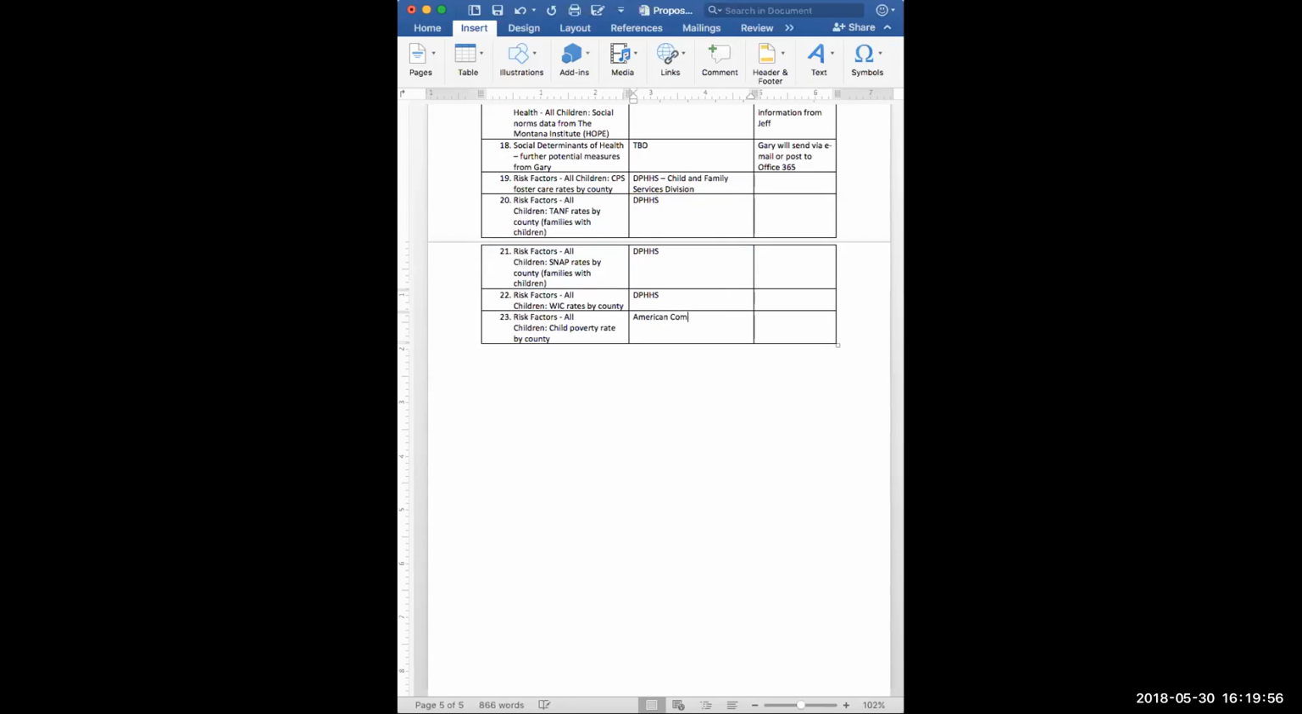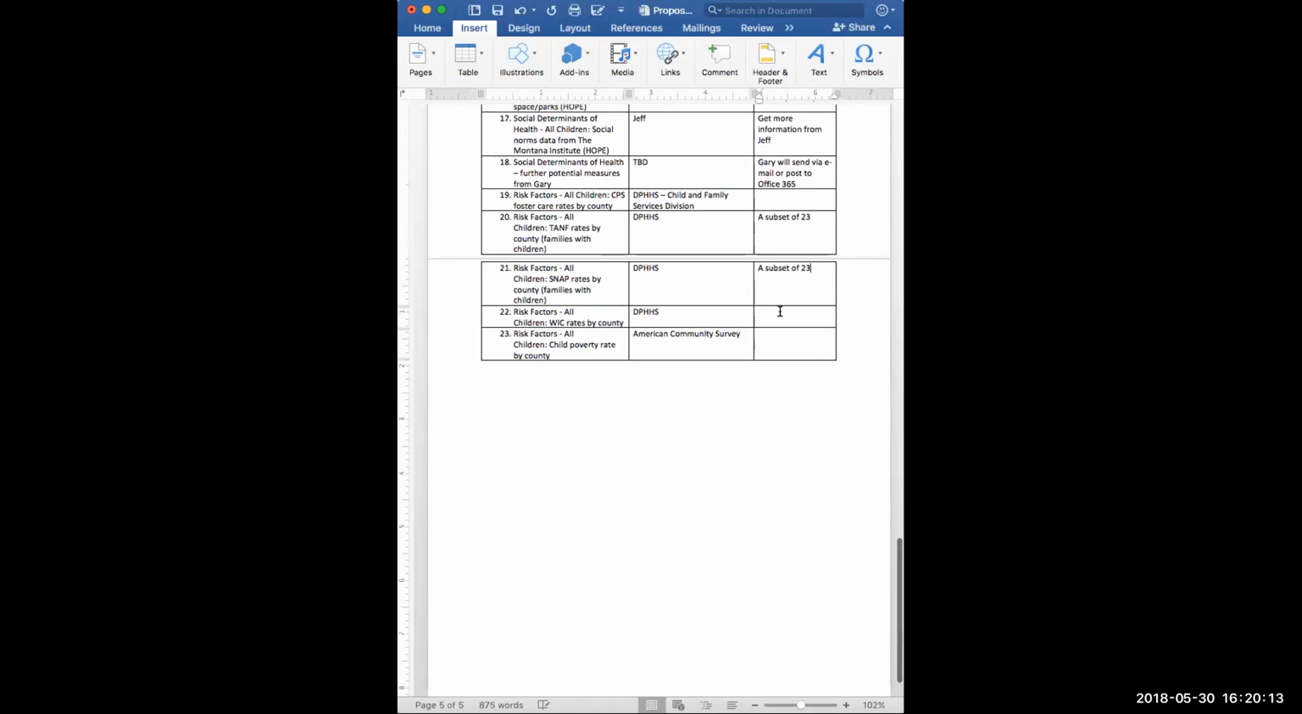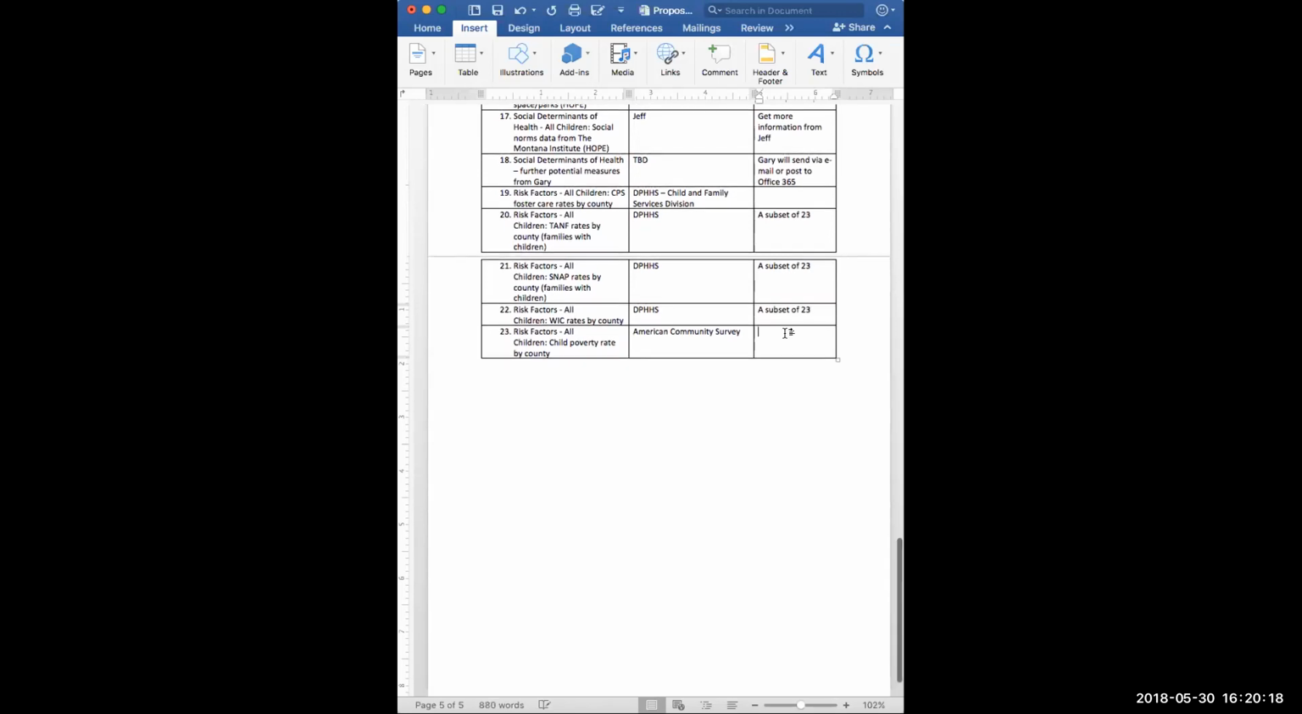And of those, I think that 20 and 21, and to a certain degree 22, are all subsets of 23. Okay. So really what we should do is look at eliminating child poverty, and we would all be good. So in fact, I'm writing that.